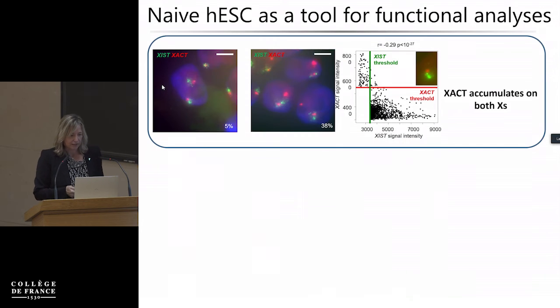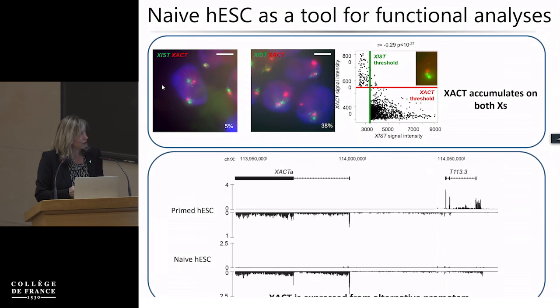So what about XACT? We could find the same pattern that was observed in the embryo, with XACT accumulating on the two X chromosomes in these naive human embryonic stem cells, and on the chromosome on which it co-accumulates with XIST, again, we see a completely different non-overlapping pattern of the two non-coding RNAs.